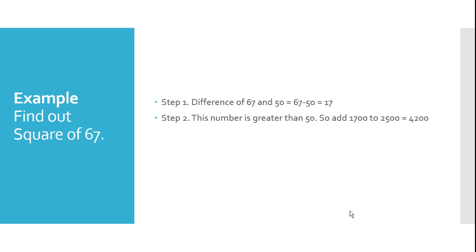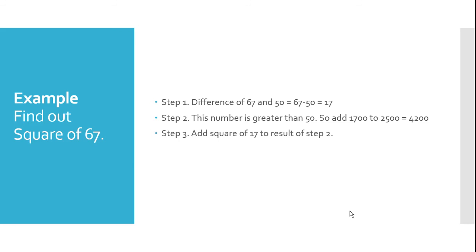So let us look at the square of 67 as an example using the method just prescribed. First step, finding the difference between 67 and 50. So very easy, that is 17. Step 2 is, if the number is greater than 50, add that many hundreds, that is 1700, to 2500. So the resultant number is 4200.